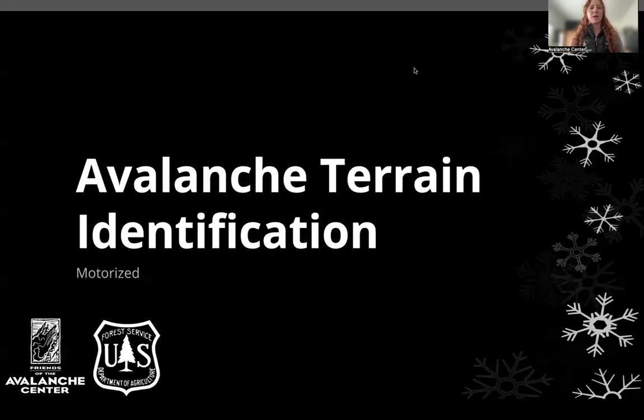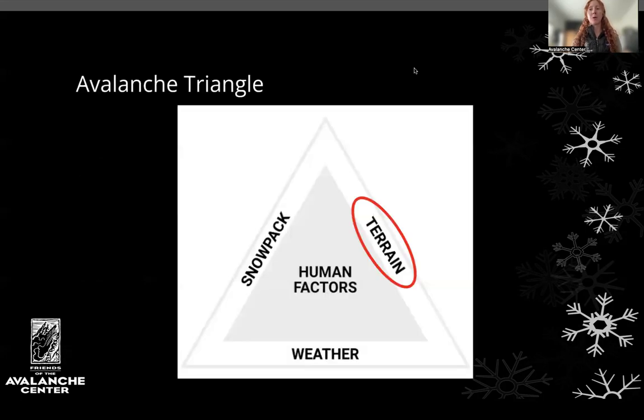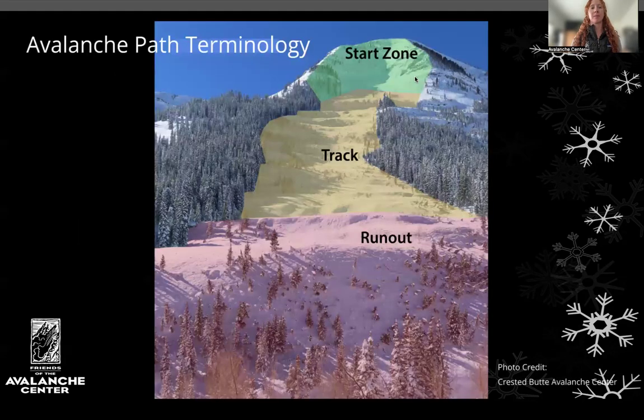Okay, so here we're going to talk about avalanche terrain identification for motorized users. At this point, you guys are all familiar with the avalanche triangle, and terrain plays a very key role in that. And what's awesome about terrain is that it's something we get to pick and choose what we're in and how we want to mitigate our exposure.